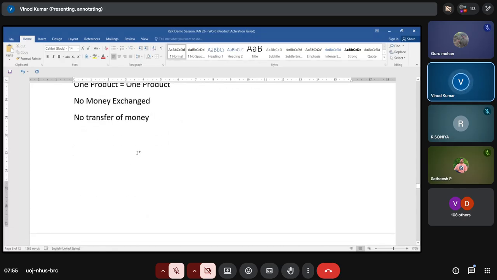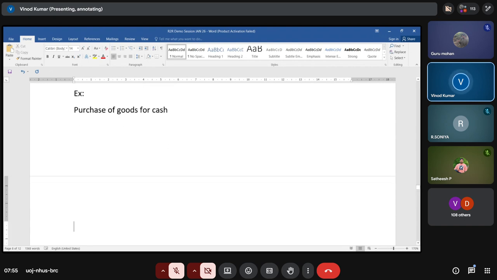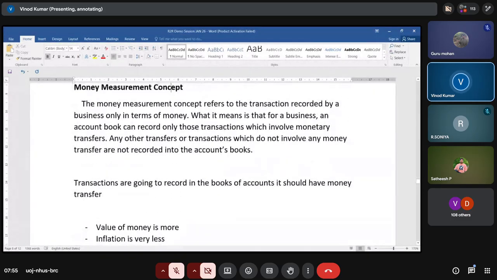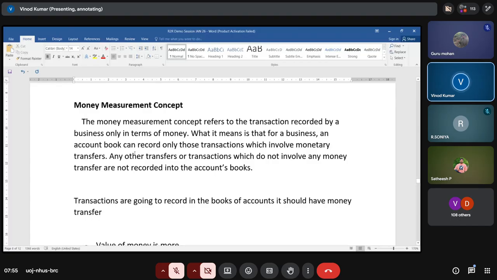Every transaction we record needs to have a value. For example, you got a request: purchase of goods for cash, but they did not give any value. Can we record this transaction? Is there any value in this transaction? They are telling us we purchased for cash, but we don't know the amount they purchased. So every transaction should have a value, and only those transactions are to be recorded. That type of system is called the money measurement concept.